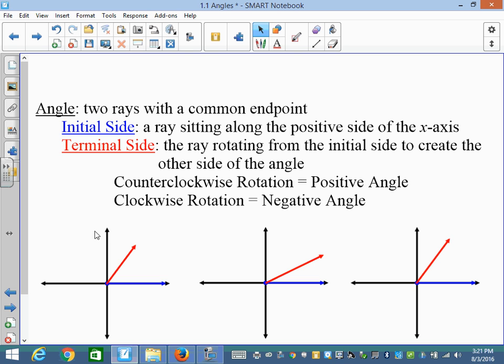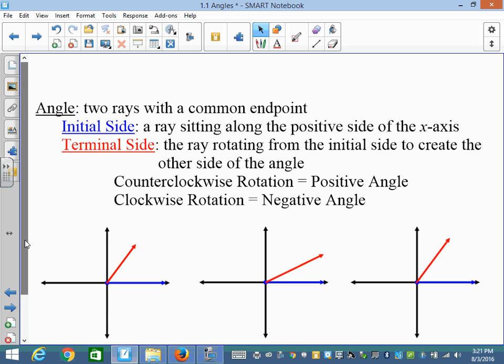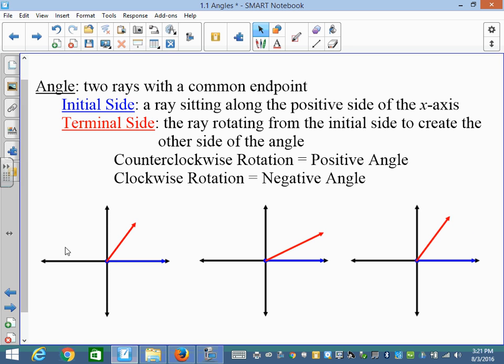Let's start with a couple of definitions, which you'll probably recognize from geometry. The first one is angles, which are two rays with a common endpoint. Your initial side, the one here in blue, is a ray sitting along the positive side of the x-axis. In trig, all of our angles will always start here. Your terminal side is the ray rotating from the initial side to create the other side of the angle. So this would be this angle here.